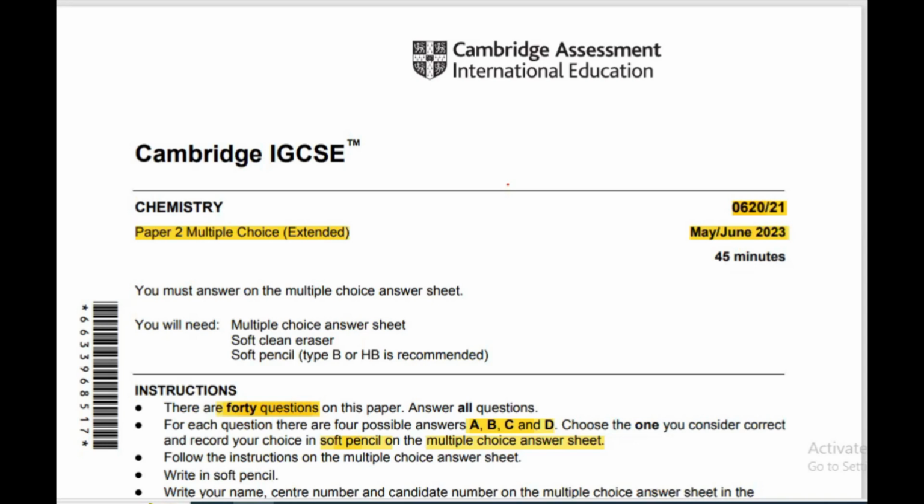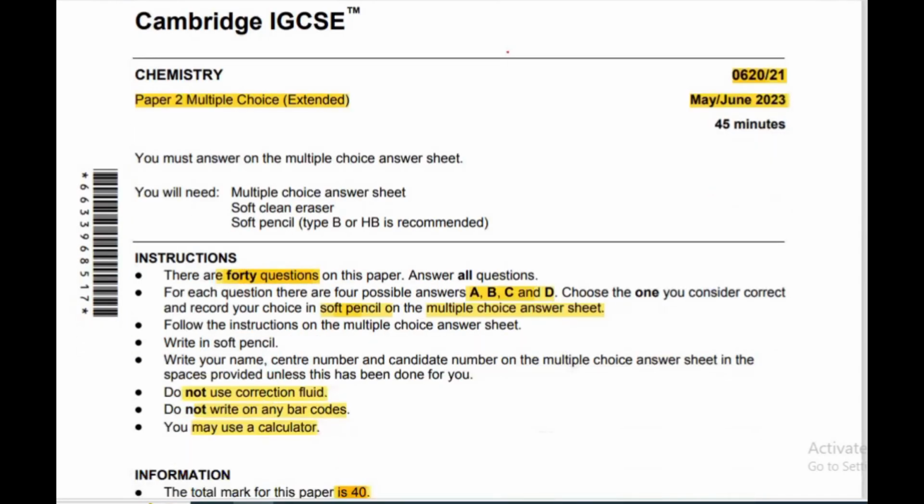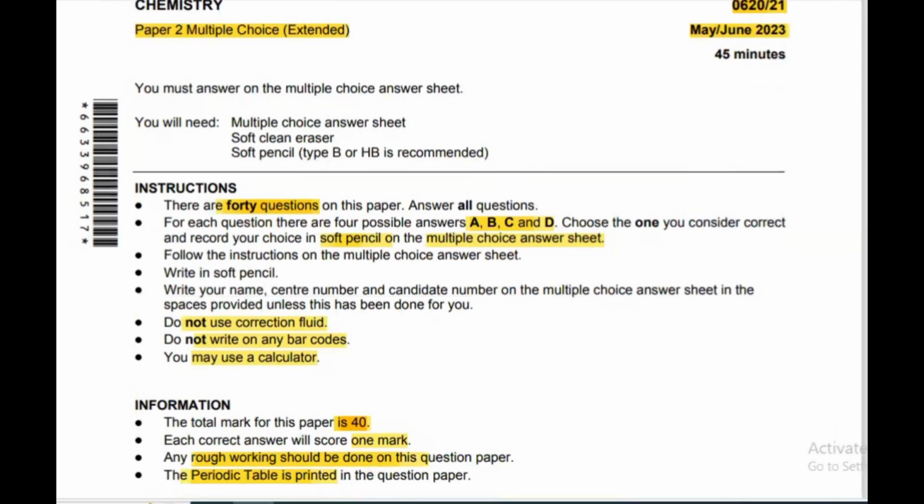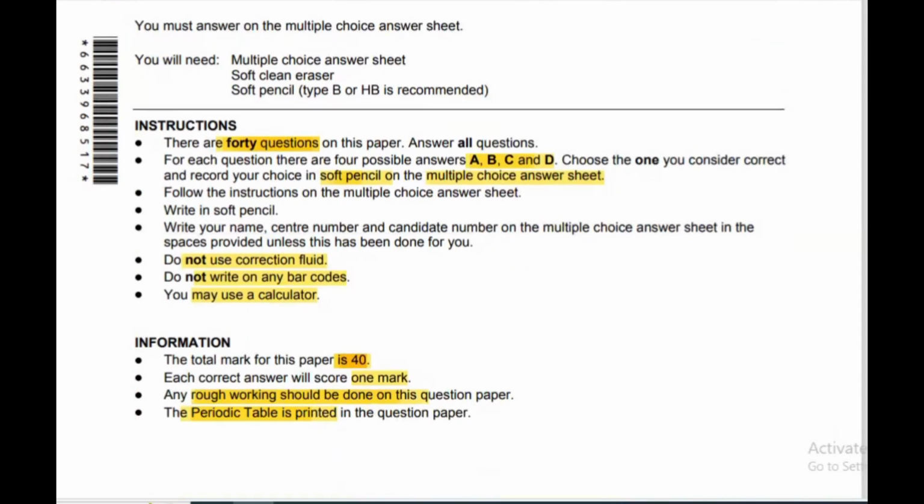In today's session, I'm going to solve paper 21 0620 May June 2023. This paper has a time of 45 minutes, and the students will have to solve the whole paper in 45 minutes. There are 40 questions in this paper. You have four options A, B, C, D, and select the appropriate or correct answer from the four options.